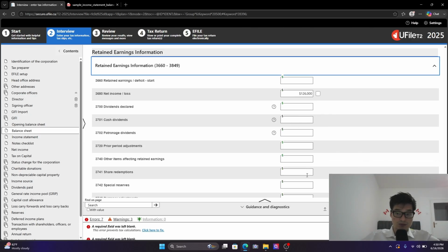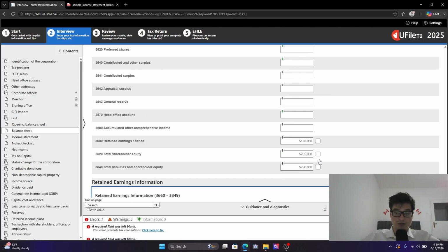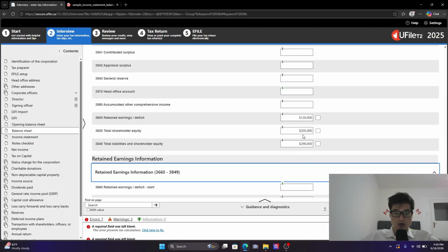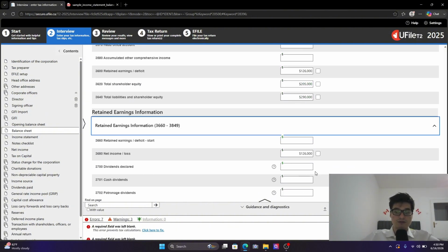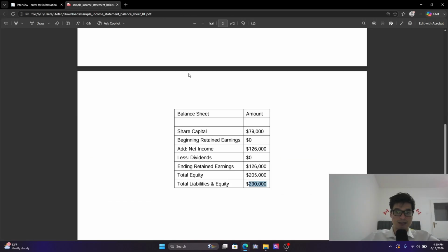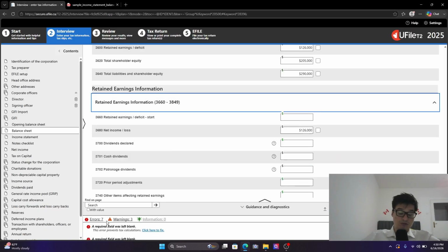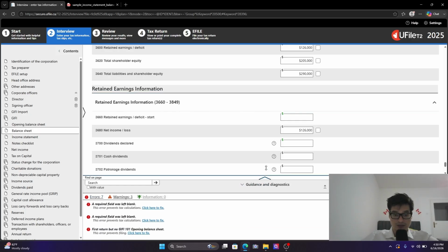126,000 that goes rolled into it. And our ending retained earnings is 126,000, plus our 79,000 of common share to get our total shareholder equity. And then we add that 85,000 of liability to get our 290,000. So we know that that matches. You'll notice this error button actually went up to 7 now. So we have to fix these errors. We're going to go through these errors.